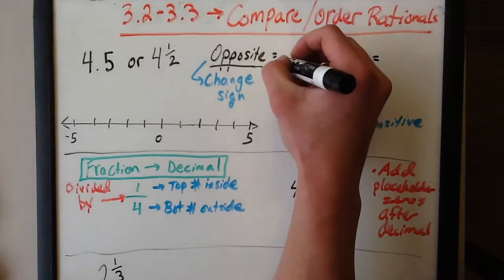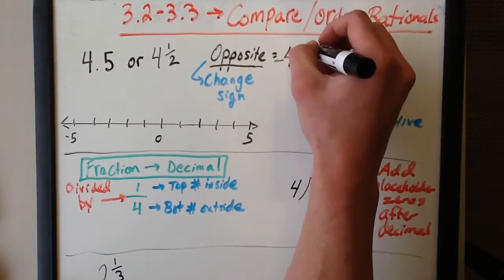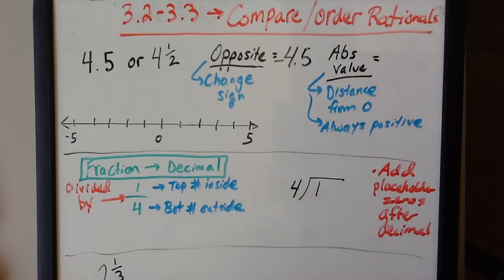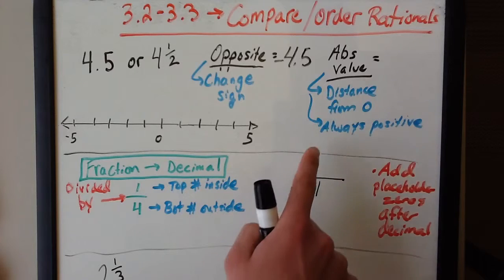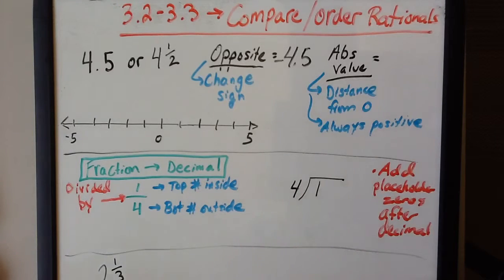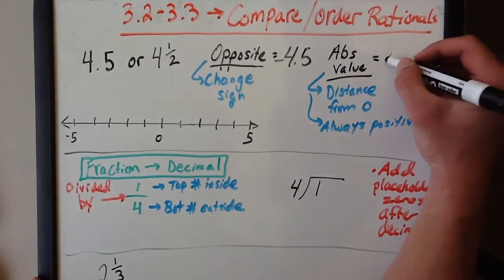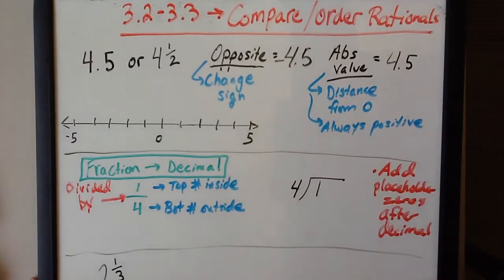It will be negative 4.5. Let's just use the decimal form, or negative 4.5. If you're asked for the absolute value, that means the distance from zero. How far is that number away from zero? And remember, absolute value is always positive. So how far is 4.5 away from zero? Well, it is 4.5 away from zero.